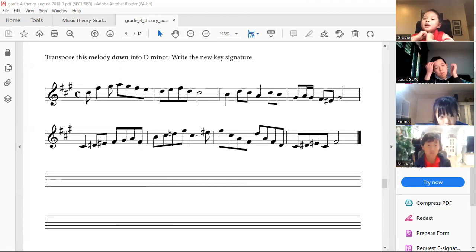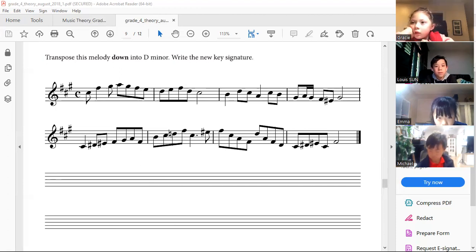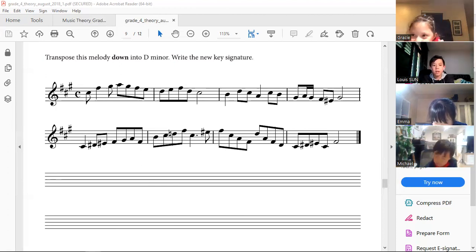We don't have the link, so we can't get on. It's on Google Classroom. I'm going to share the link right now. Can you put it on WeChat? It's in the Zoom chat.